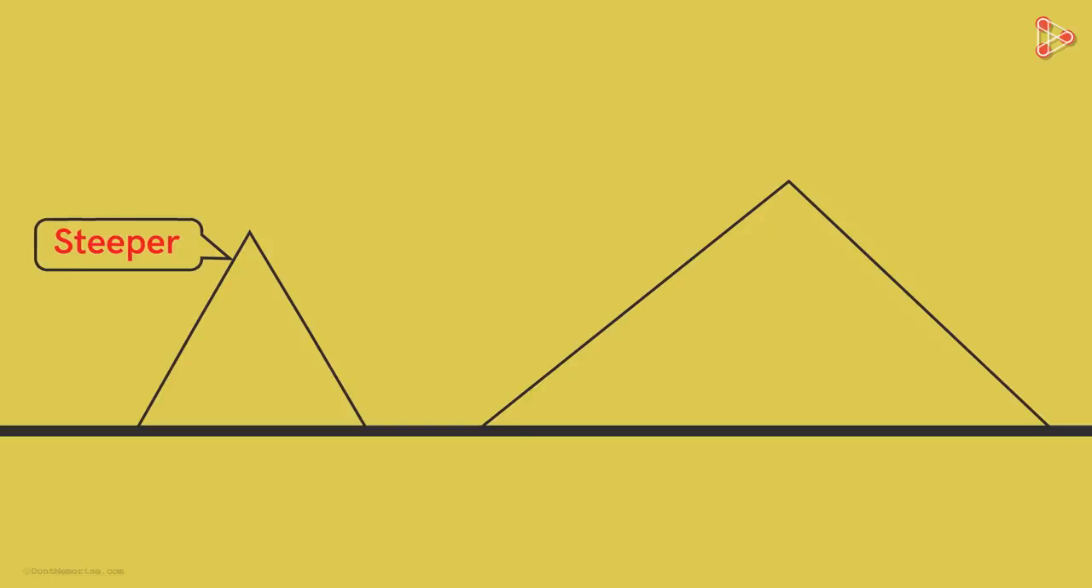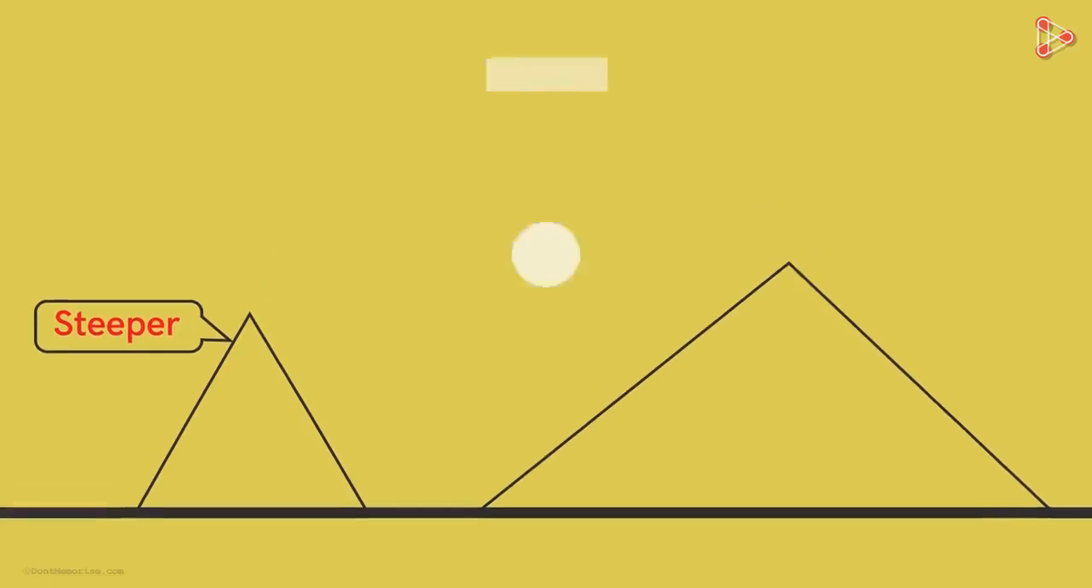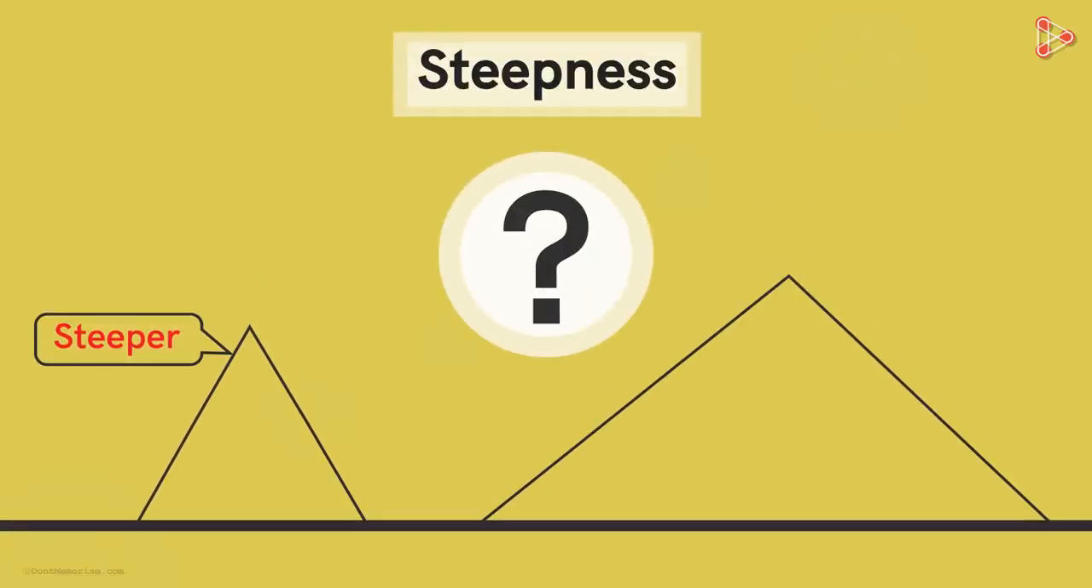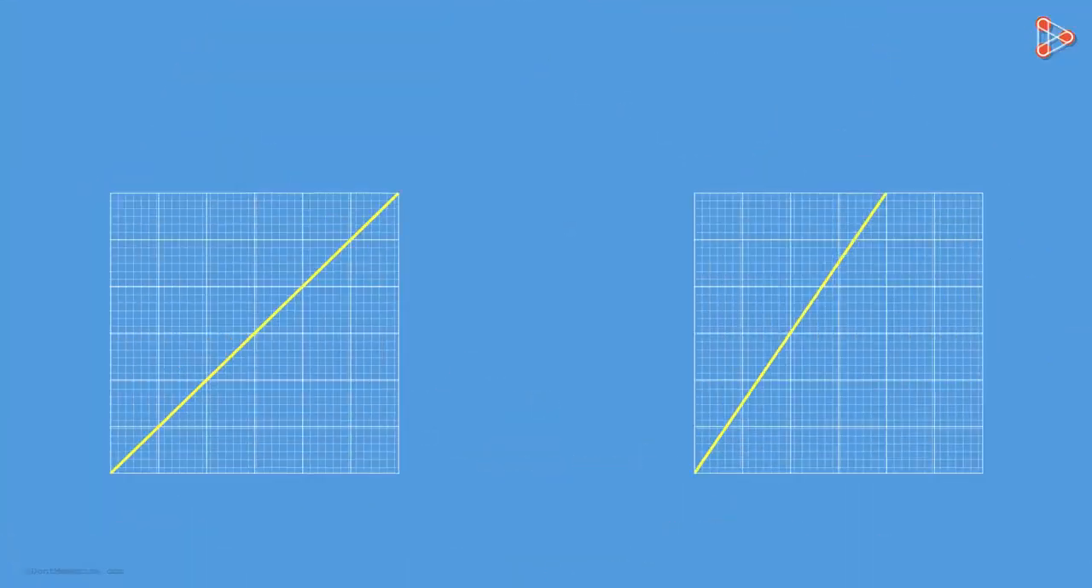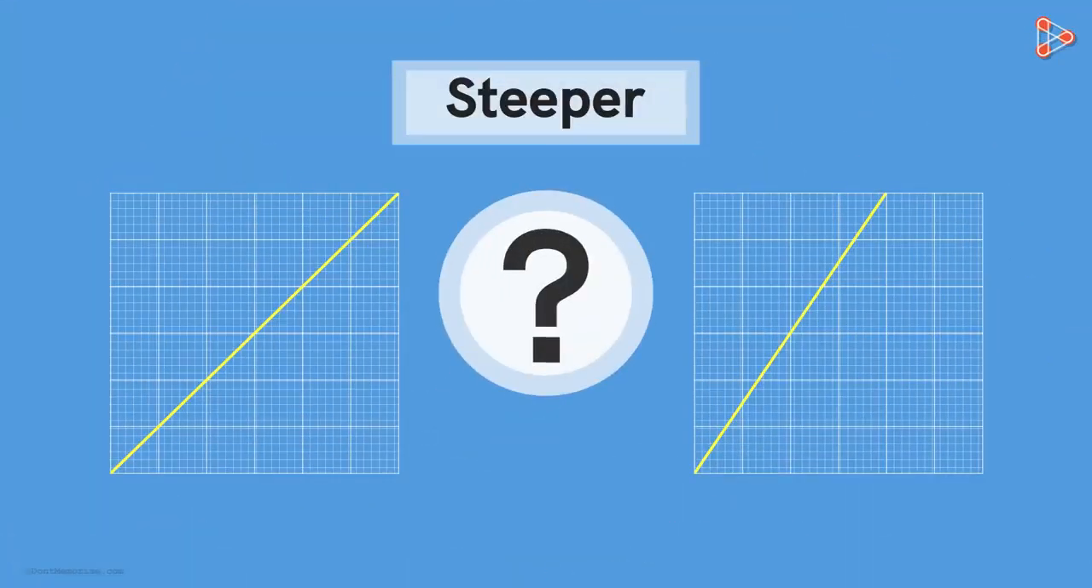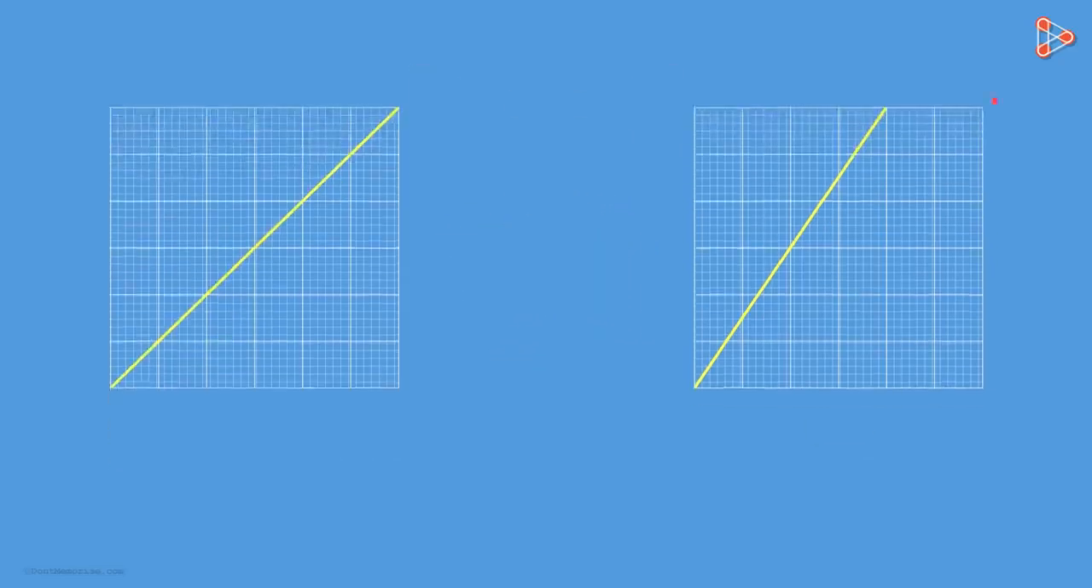Now let me ask you a question. What do we mean by steepness? For example, consider these two straight lines. Which one is steeper? Here the difference is subtle, but we can see that it's the second one.